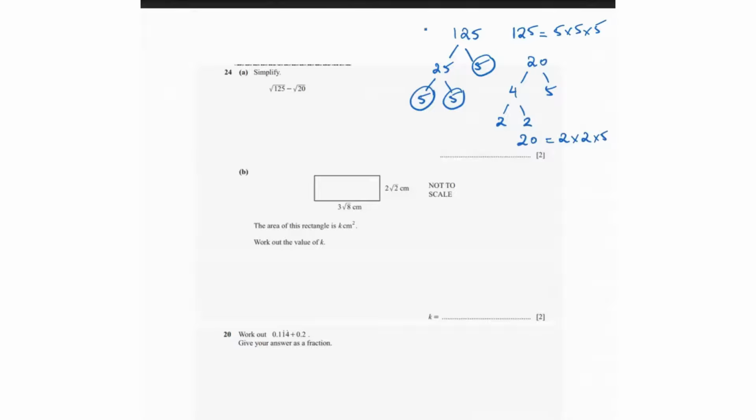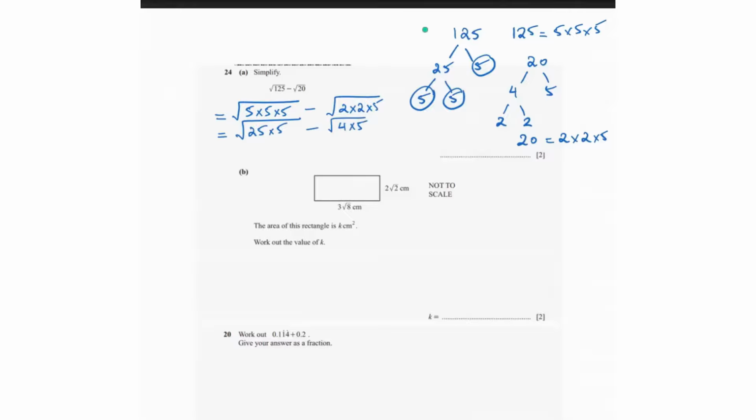So first thing for simplifying a surd, you prime factorize the number inside the surd. Break it down into its prime factors. Now 125 is replaced by 5 times 5 times 5. 20 is replaced by 2 times 2 times 5. Now if I combine the 5 and 5, that's 25 times 5. And over here 2 times 2 is 4.